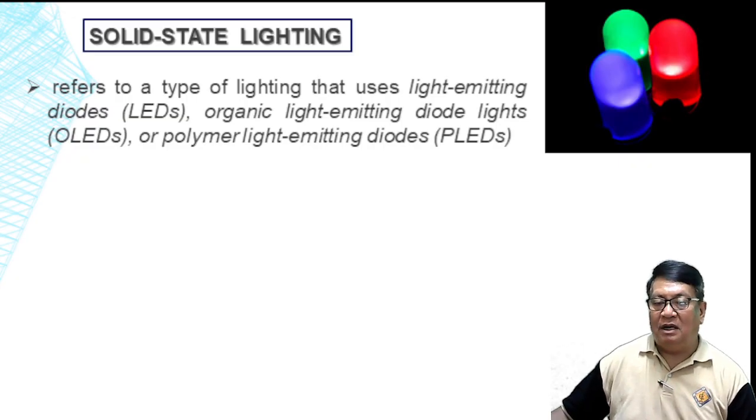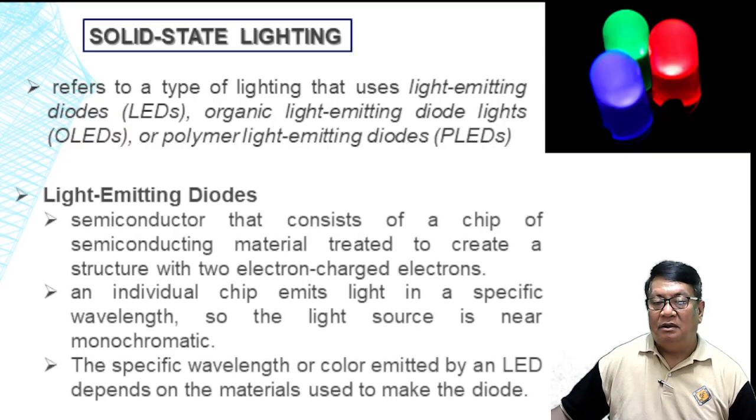So we have these LEDs, the light emitting diodes. Okay. So a light emitting diode is a semiconductor that consists of a chip of semiconducting material treated to create a structure with two electron charged electrons. Okay. So an individual chip emits light in a specific wavelength. So the light source is near monochromatic. Okay. So the specific wavelength or color emitted by an LED depends on the materials used to make the diodes.